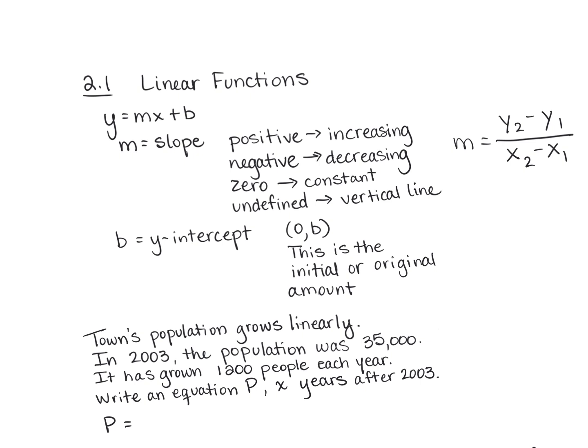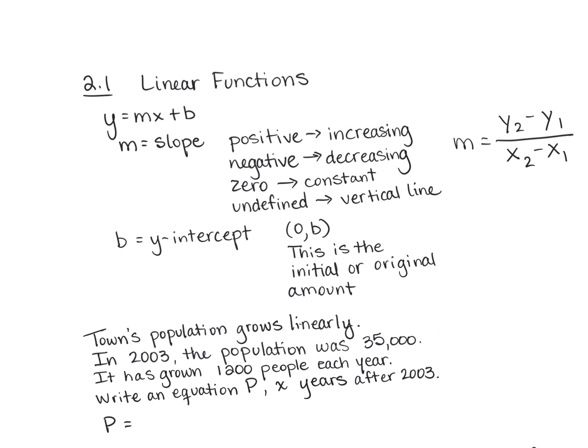If the slope is positive, that means that the function itself is increasing from left to right. If it's negative, of course, it's decreasing. If it's 0, it would be a constant function. And then if it's undefined, that gives me a vertical line. So we have the slope formula, m equals y2 minus y1 over x2 minus x1. And from this formula, y equals mx plus b, we know that b is the y-intercept. So this gives us the initial or original amount.